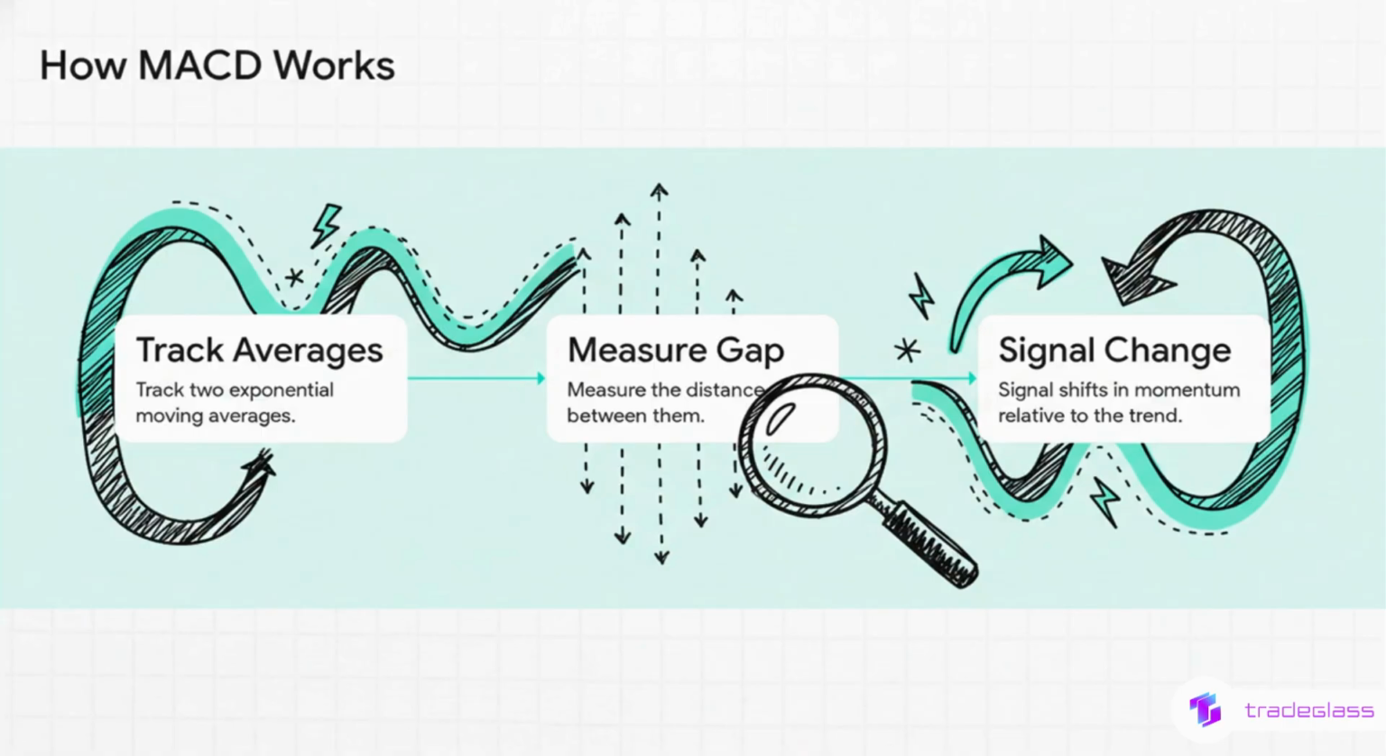As you can see here, it starts by tracking two different moving averages, one short-term, one long-term. That gives it a sense of the trend. Then, it measures the gap between them. And this is the crucial part. That gap is basically a stand-in for momentum. When the gap gets wider, momentum is strong. When it narrows, that trend might be running out of gas. See? It's not just two lines on a chart. It's a dynamic story of trend fighting against momentum.